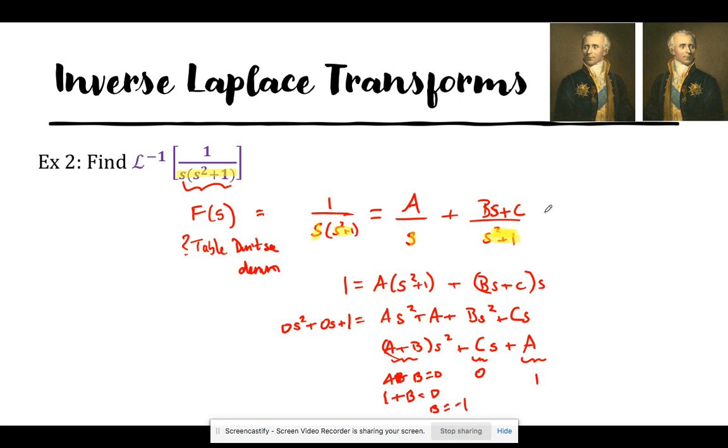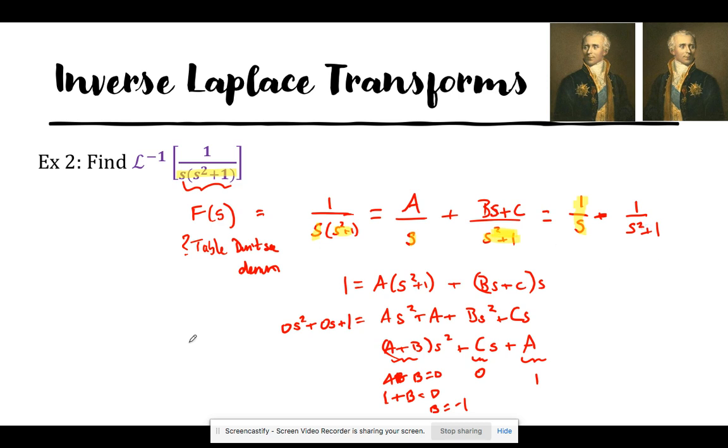So that helps me rewrite f of s, which is 1 over s times s squared plus 1, as a over s plus b, which is negative 1. So I'll have negative 1 times s plus 0. I think I'm just going to write this as negative 1 over s squared plus 1. And now let's go to the table. I think we already recognize that, right, from the last problem.